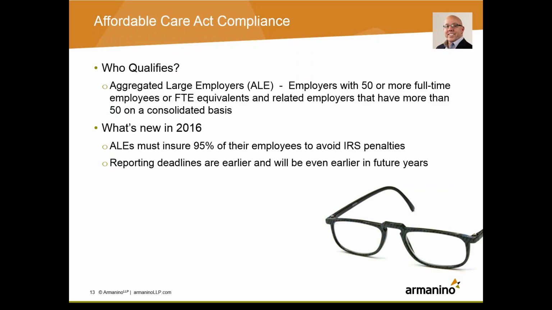Okay. So just going back to the ACA, so who qualifies, right? So basically it's employers with 50 or more full-time employees or full-time equivalents. So if you've got 100 part-time people, you may still qualify for the ACA. One of the big requirements that's changed during the course of the year is the number of employees that must be insured has increased from 75% to 95%, and also they have accelerated the deadlines. So let's go to the next slide and talk about some of the deadlines.